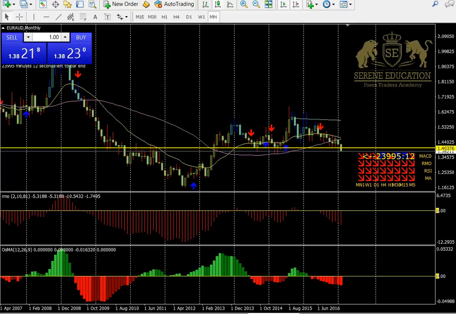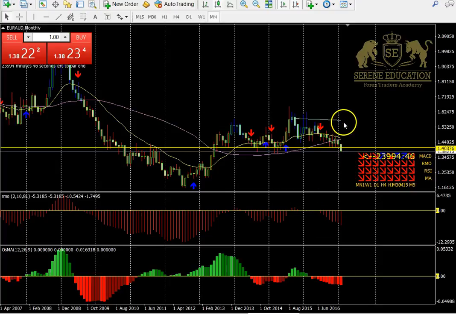Today is the 14th of February and taking a look at the Euro Australian dollar on a monthly time frame using Serene Education's FX Ultimate 4 strategy. Here we can see by our matrix box it is primarily red. Price is trading below the 200-day moving average on all time frames, so we know straight away we should be looking for selling opportunities. Here you can see we've got a red arrow, red candle, RMO is below, SMA is below and bright. Therefore the FXTU part of our strategy is set up for selling positions.